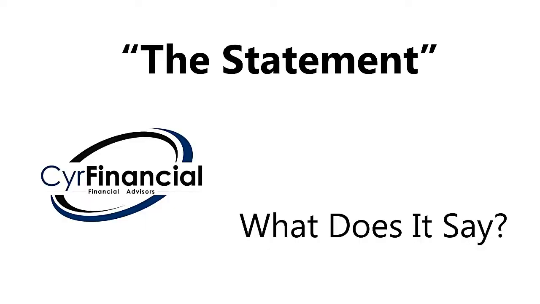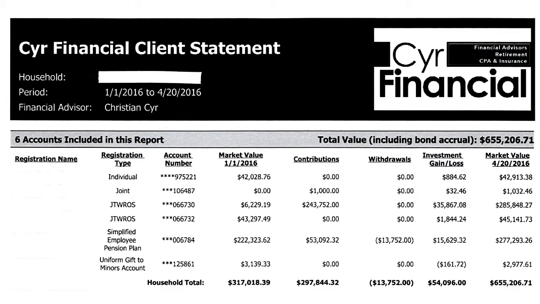Now let's talk about the statement itself. What exactly does it say? When you first view your statement, whether it's on the client portal or via US mail, you will see the dates for which this report represents. Always keep in mind when reviewing the statement that these dates are the key dates for which most figures are being shown. In this case, this statement is from January 1st to April 20th.